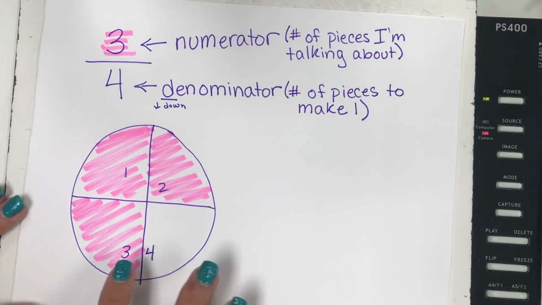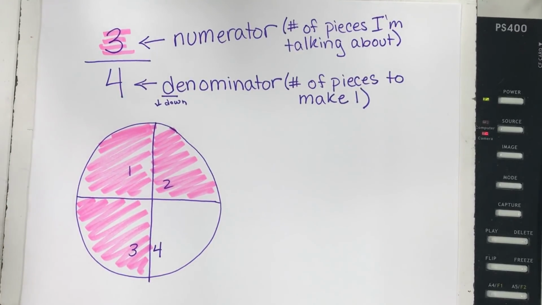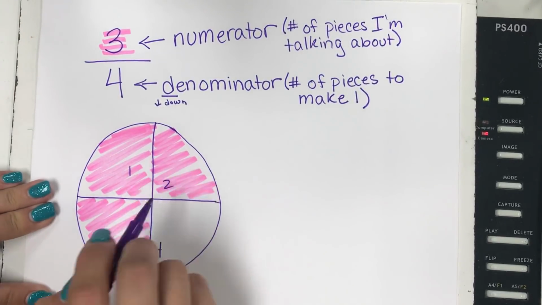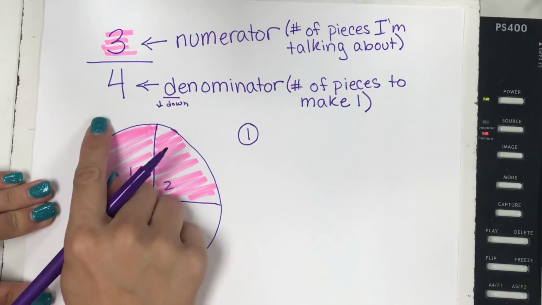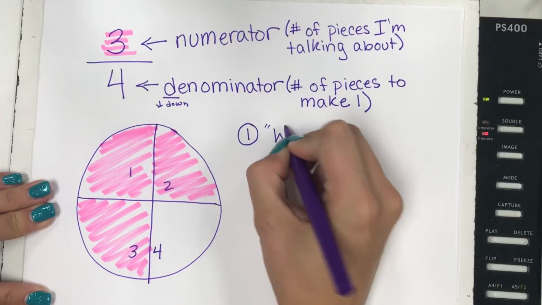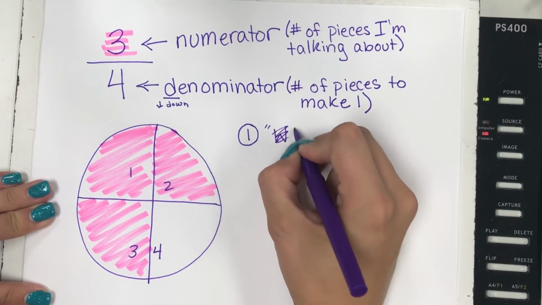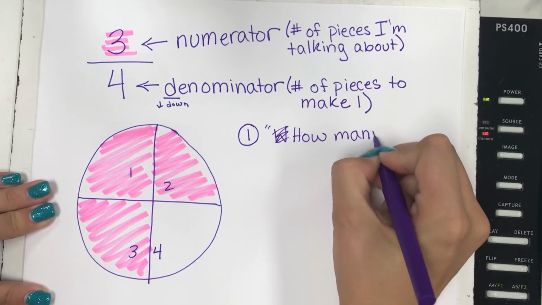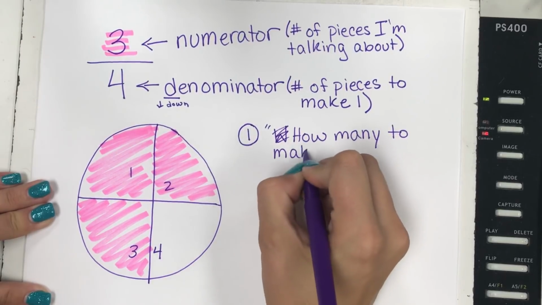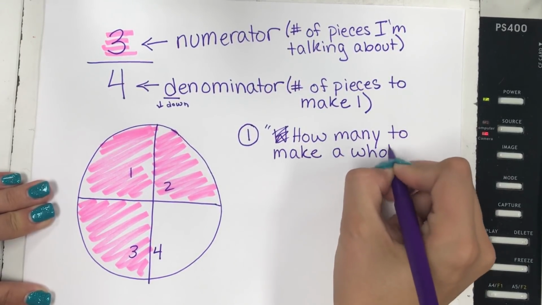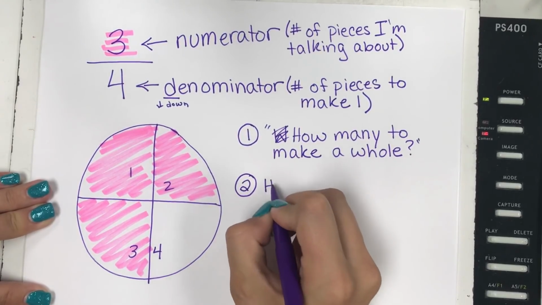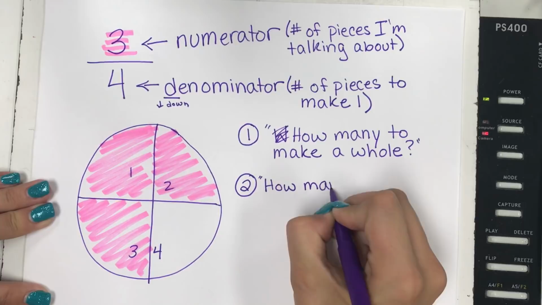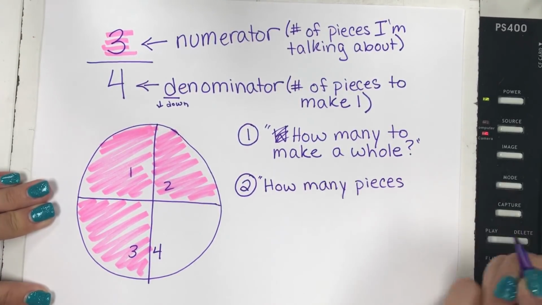Okay, now when we're talking about a problem like this, you have to remember something that I have to think of first anyway, is I always think, how many does it take to make a whole? That's what I want you to think of first. And I know it's kind of backwards because you're thinking about your denominator, but the first thing I want you to ask yourself is, how many to make a whole? Okay, and then after you ask yourself that question, then you can say, how many pieces am I talking about?